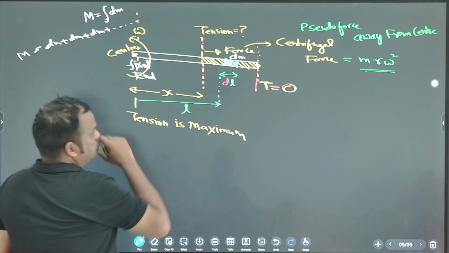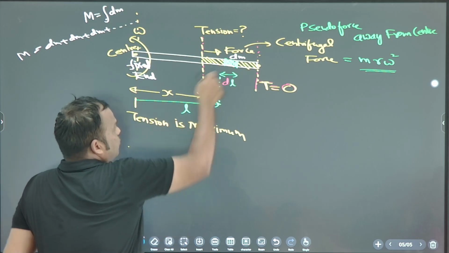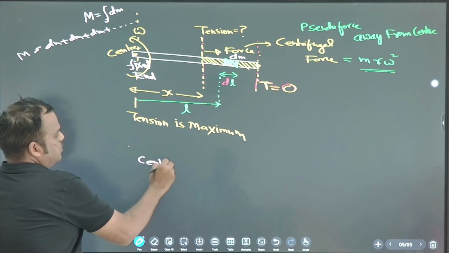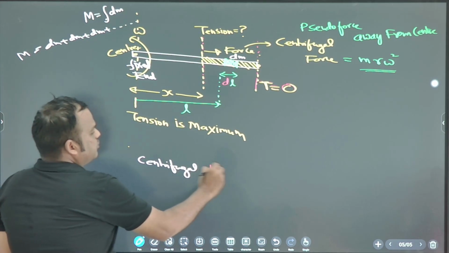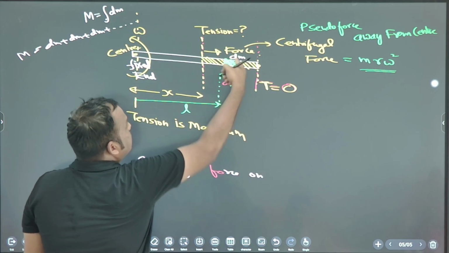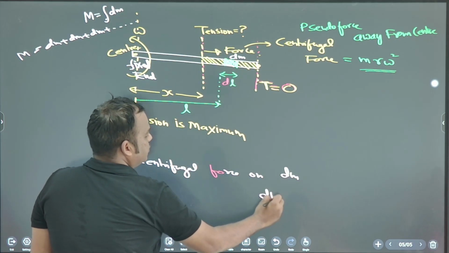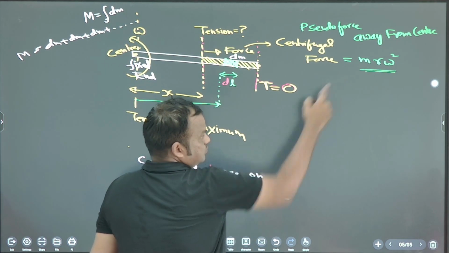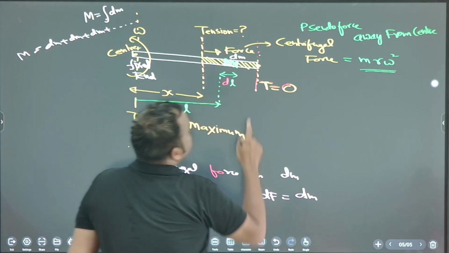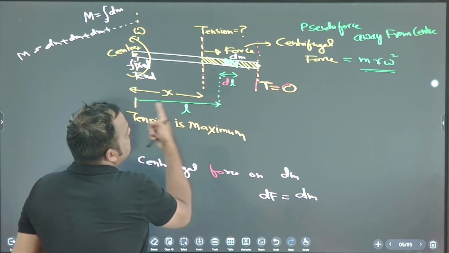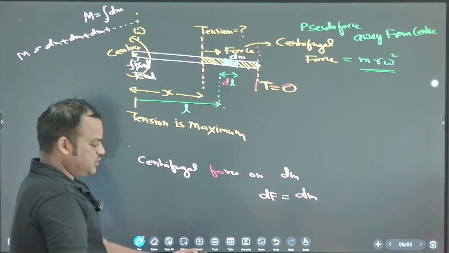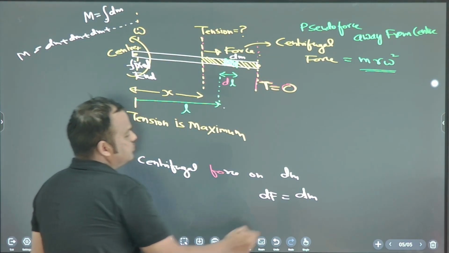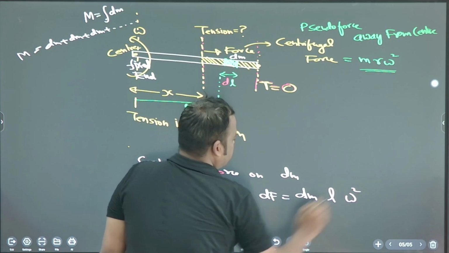So what is the centrifugal force on this? Centrifugal force on dm, tell me how much centrifugal force on dm? dF is equal to dm. What is the distance from center? Radius L. It is rotating like this. Okay, so dm is here, this is L. So dF is dm L omega square. Okay, clear?